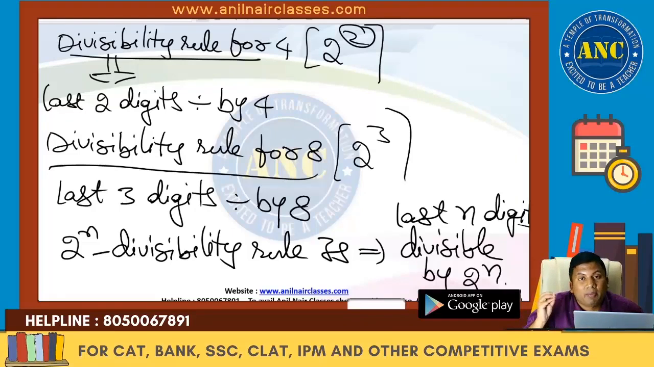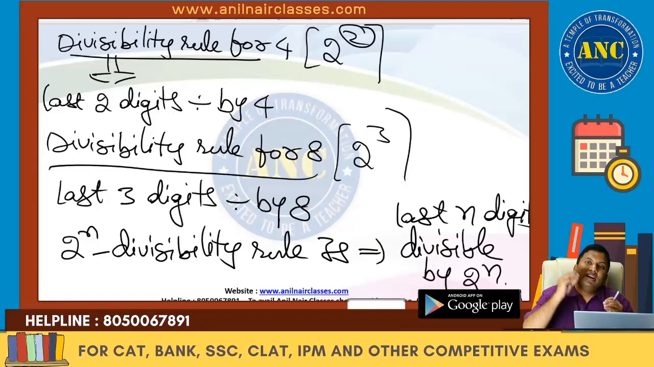2 is nothing but 2 power 1. That is the reason the unit digit should be divisible by 2. If it is 4, 4 is 2 square. Last 2 digits should be divisible by 2 power n. If it is 8, 8 is 2 power 3. Last 3 digits should be divisible by 2 power 3. I hope the concept is very clear.